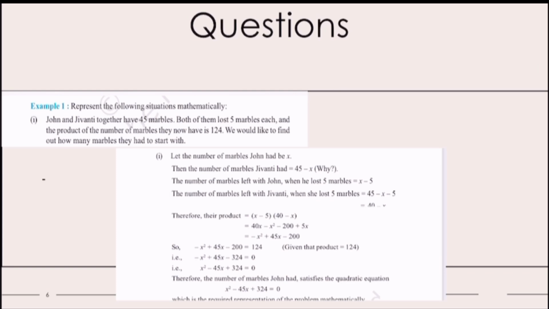x minus 5 multiplied by 40 minus x, we will get 40x minus x square minus 200 plus 5x. This is not in a standard form, so we have to arrange it. So we will get minus x square plus 45x minus 200. By putting all the values, we will get x square minus 45x plus 324 is equal to 0. So the number of marbles John had satisfies this equation, x square minus 45x plus 324 equal to 0.